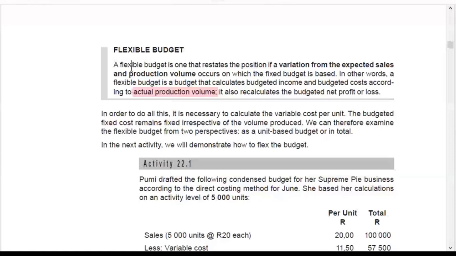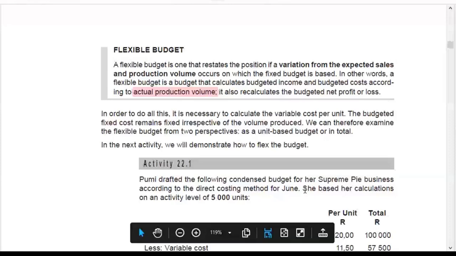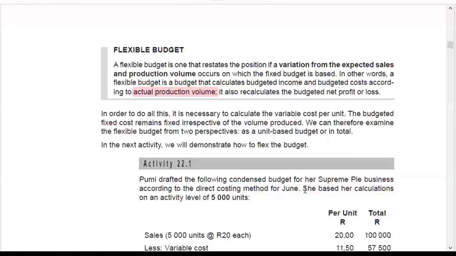But just bear in mind that when you flex your budget, you are taking into account your actual volume, what actually happened, against your standard rate or standard payout rate, to have a forecasted amount. So what is a flexible budget? It is one that restates the position if a variation from expected sales and production volume occurs. In other words, it's a budget that calculates your budgeted income and cost according to the actual volumes. What actually happened? You take that into account and you forecast from it.